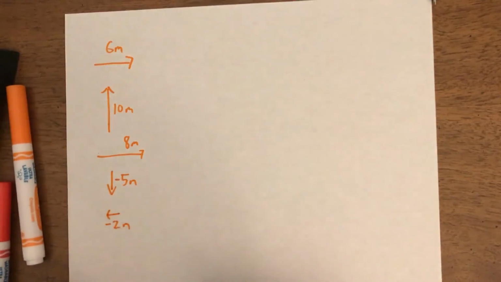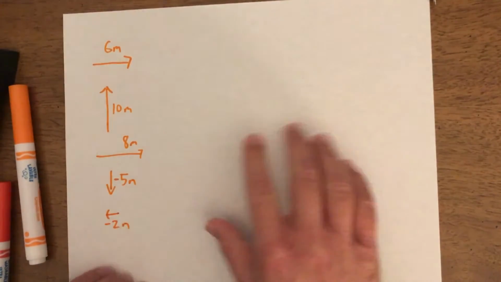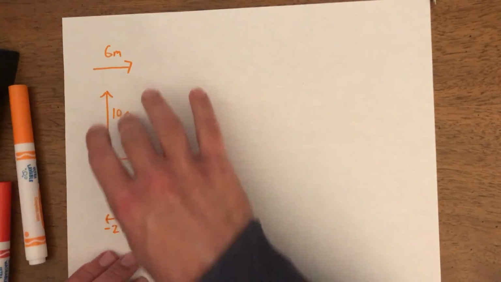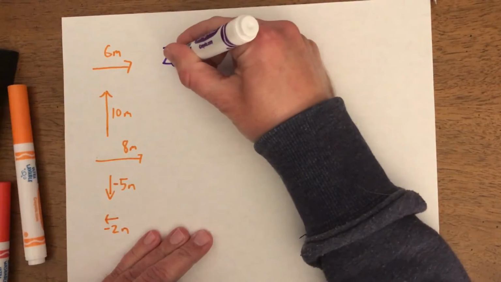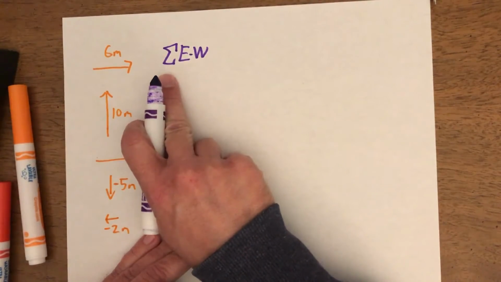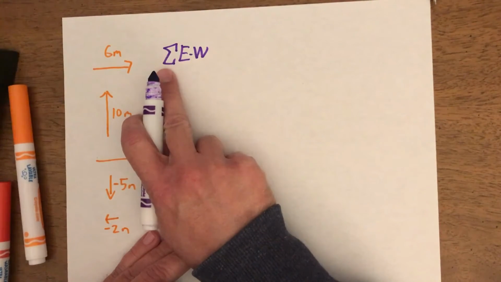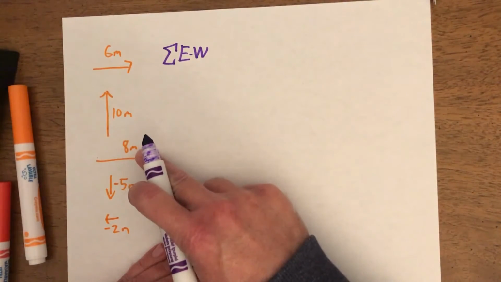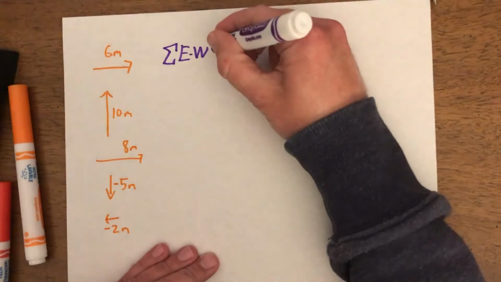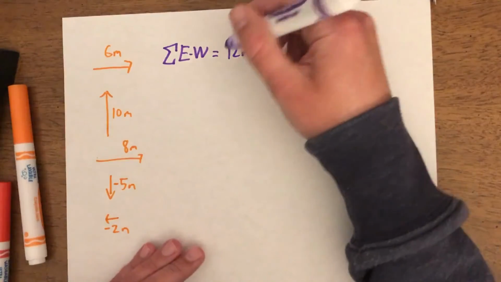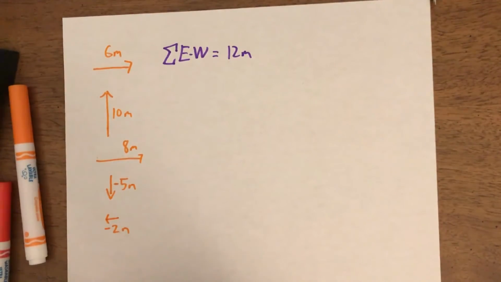If you have a bunch of different little steps here, the first thing you want to do is add up all your east-west and then add up all your north-south. So let's add up all of our east-west. You might sometimes see this symbol right here on the coming worksheets. That just means sum. It's the Greek letter sigma, an S for sum. All the east-west here, I have 6 plus 8 minus 2. That gives me a total of 12. So 12 positive, so overall to the east.